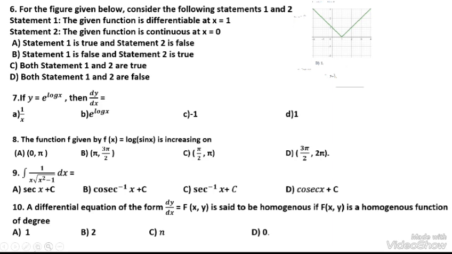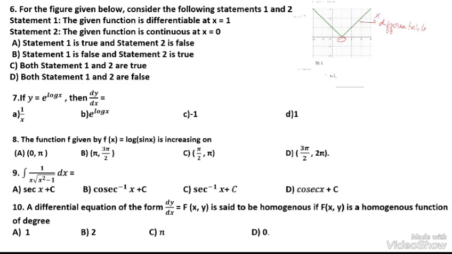Okay. Here, the given function is differentiable at x is equals to 1? In this point, the function is not continuous. Therefore, if a function is not continuous, then it is not differentiable.